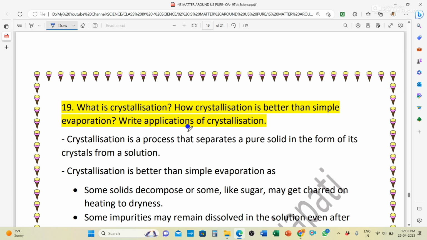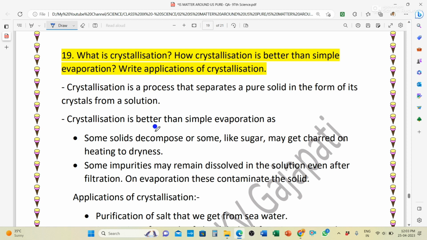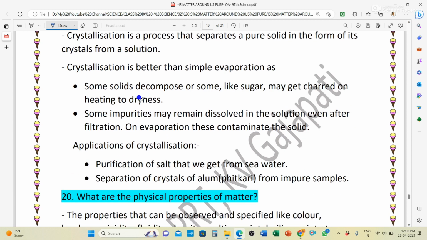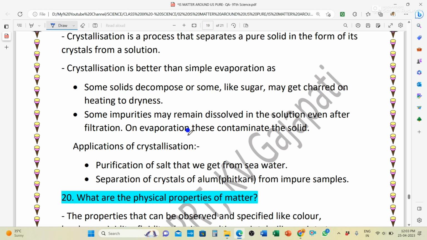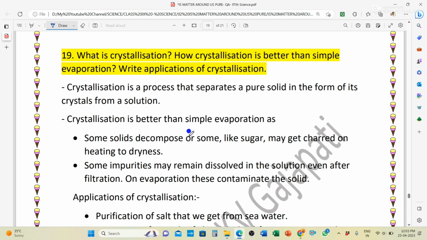Now what is crystallization? How is crystallization better than simple evaporation? Crystallization is a process that separates a pure solid in the form of its crystals from a solution. That's why the name of the process is called crystallization, because here we will get the crystals of the solid, the solute, in crystal form. Crystallization is better than simple evaporation because some solids decompose, or some, like sugar, may get charred on heating to dryness. Some impurities may remain dissolved in the solution even after filtration. On evaporation, these contaminate the solid. So we have to follow the crystallization method. It will be better than simple evaporation.